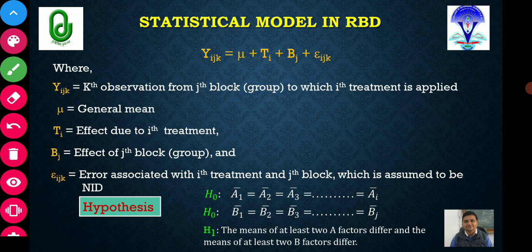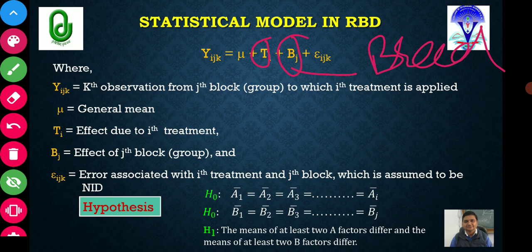Now, what is the statistical model? If you remember the statistical model in CRD, it was Yij = mu + Ti + Eij. That means only one classification was there, that was the treatment. Whereas here you can see Yijk = mu + Ti + Bj + Eijk. The second classifying factor is B, that is breed or block.